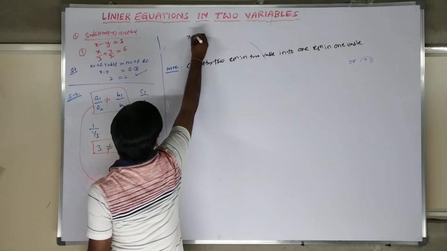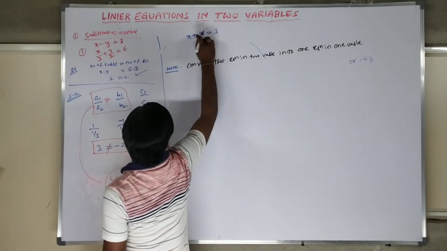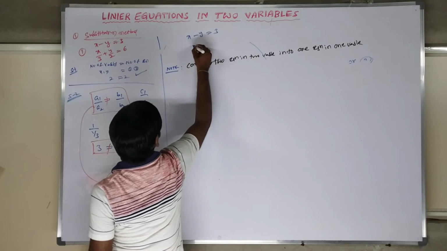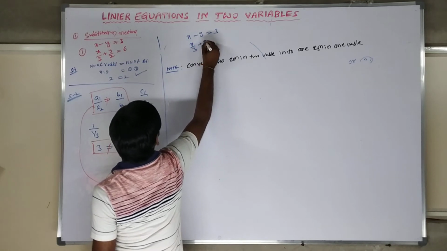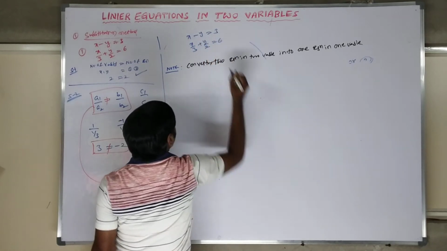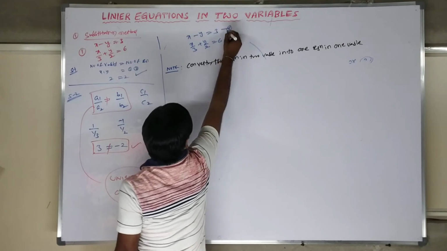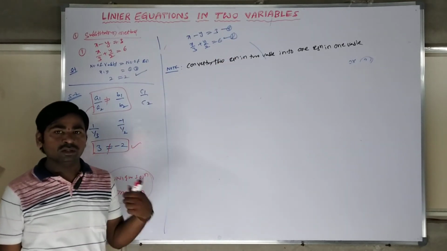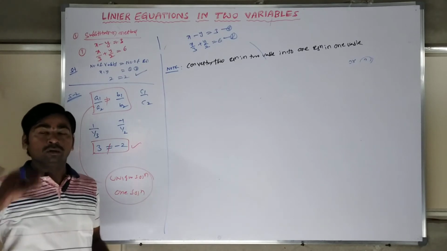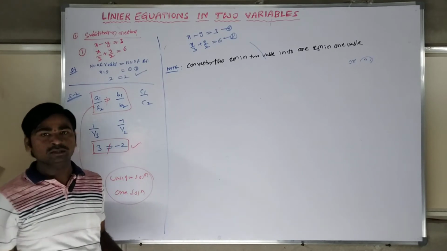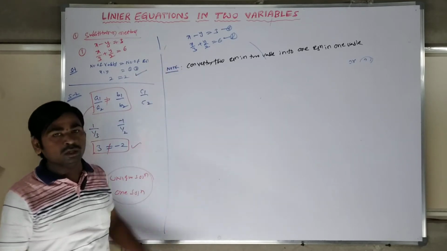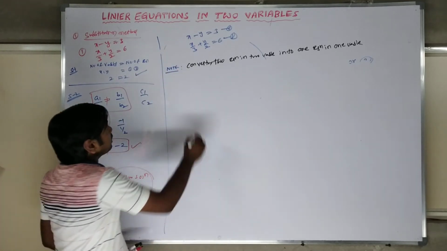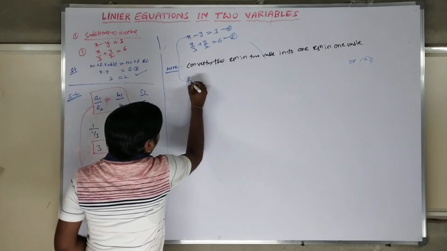So here, what is this? x minus y is equal to 3, and x by 3 plus y by 2 is equal to 6. Equation 1 and equation 2. Out of these two equations, is the first equation simple or the second equation simple? The first equation looks very simple. So substituting that simple equation into the other is very easy. That's why I am taking the first equation.